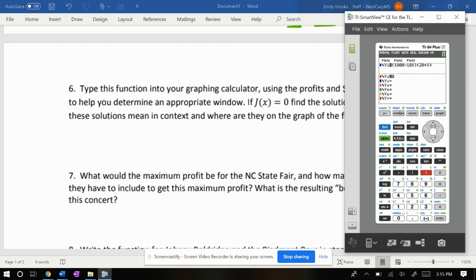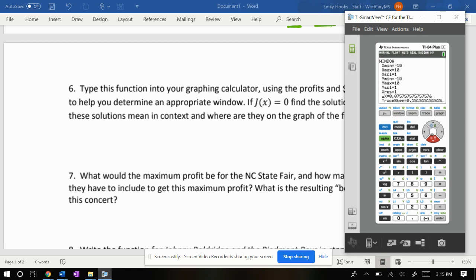Normally a window is like -10 to +10. If we graph this, we're probably not going to be able to see our parabola. So what we're going to want to do is change our window. If our profits are $35,000 and we're charging 30 extra dollars, we're going to want to change our window.